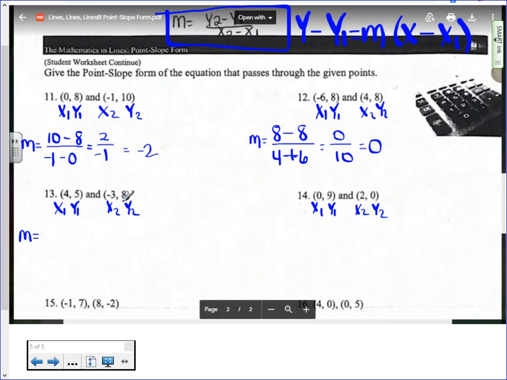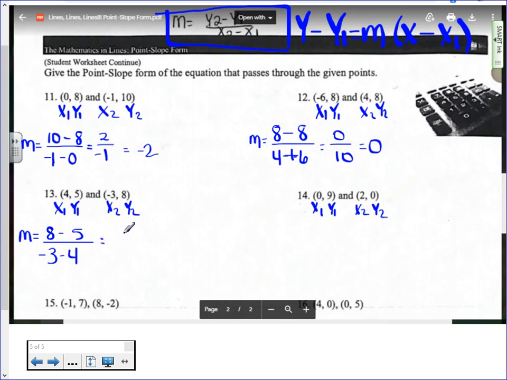y2, I labeled a number. It was 8. So I start with 8, and then I put a minus sign. y1 is 5. So I have on the top 8 minus 5. Now I'm looking for my x's. I want x2 first, and x2 I labeled, and it was -3. I have to put a minus sign after that. Now I look for x1, which in this one is a 4.